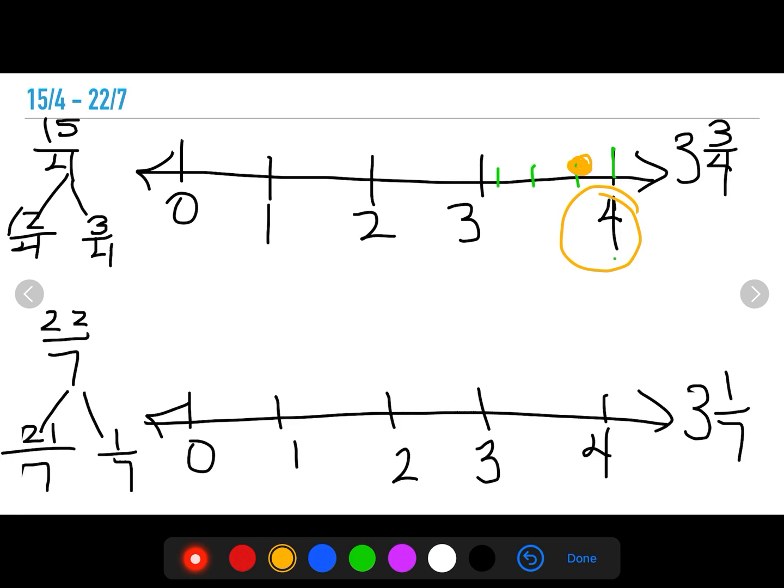Now I have 3 1/7. So I'm between 3 and 4, and I'm decomposing this space into sevenths. 1/7, 2/7, 3/7, 4/7, 5/7, 6/7, 7/7. And 3 1/7 is right here. 3 1/7 is very clearly closest to the benchmark 3 wholes. So looking back at my original problem, I'm subtracting. So I'm subtracting 4 minus 3, which leaves me with 1. So 15/4 minus 22/7 is about 1 whole.